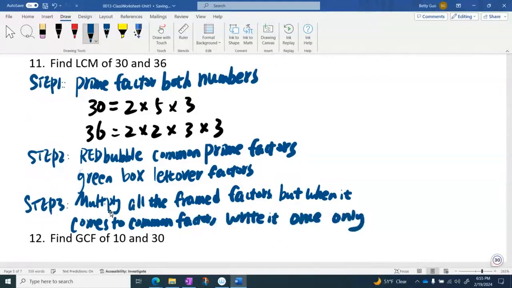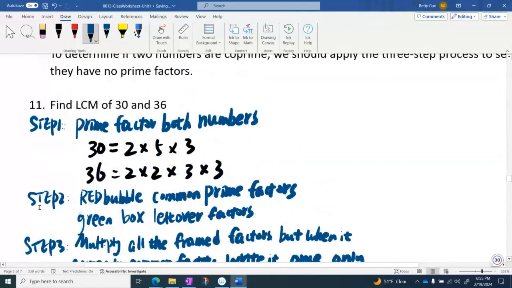All right? Let me explain what the second step and the third step are.